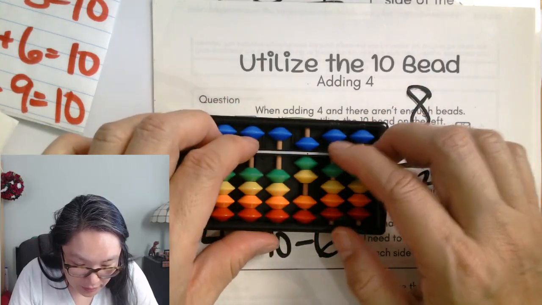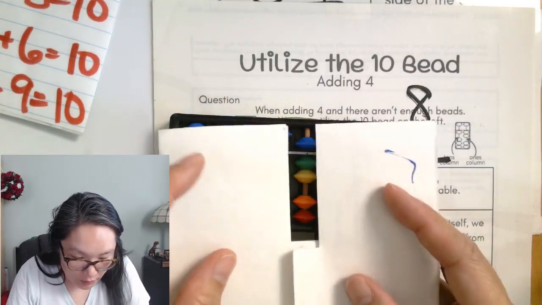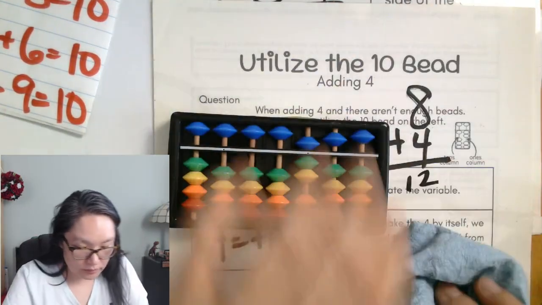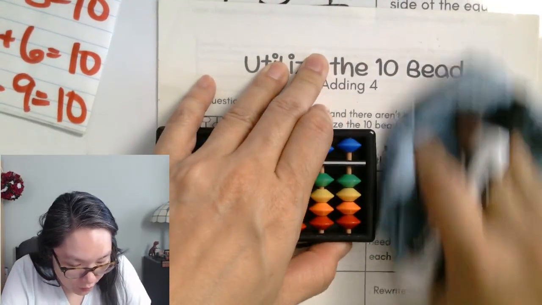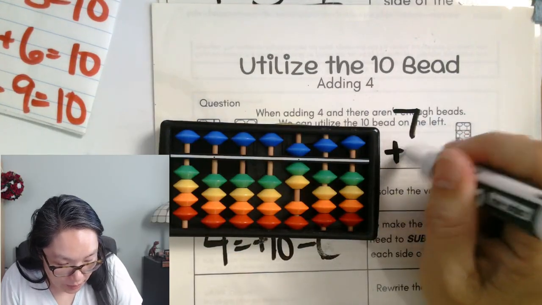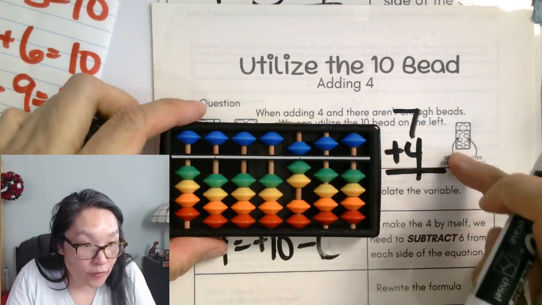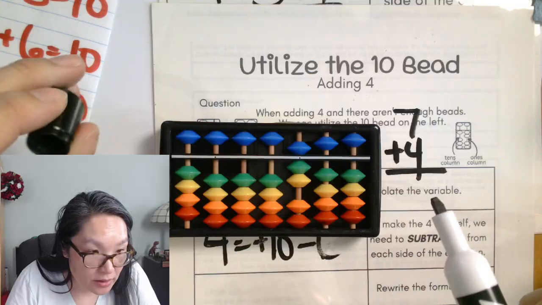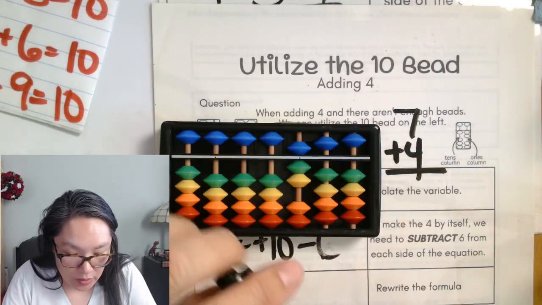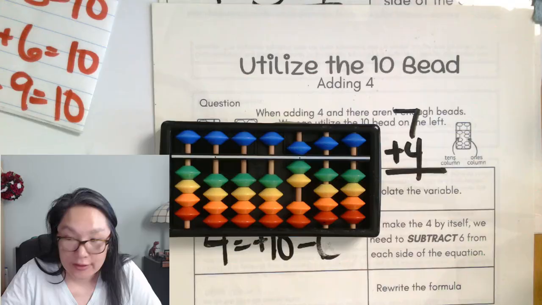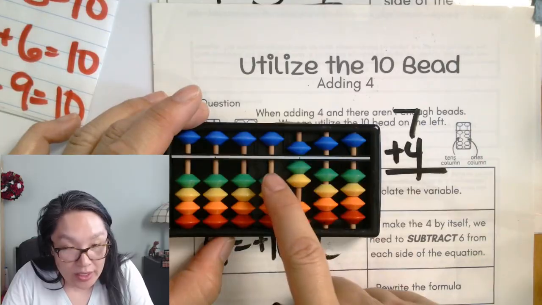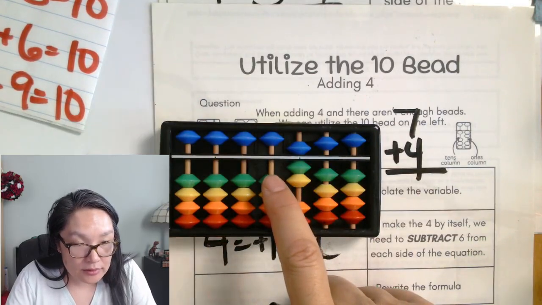7. Let's do 7. So, Destiny, we're going to add 7. When we add 7 plus 4, we want to add the 4. There's not enough. If there's not enough beads, how can we do it, right? The first thing, because it's a 4, we want to look at the 5. Can we add the 5? No. Okay. Then, can we add the 10? Yes.